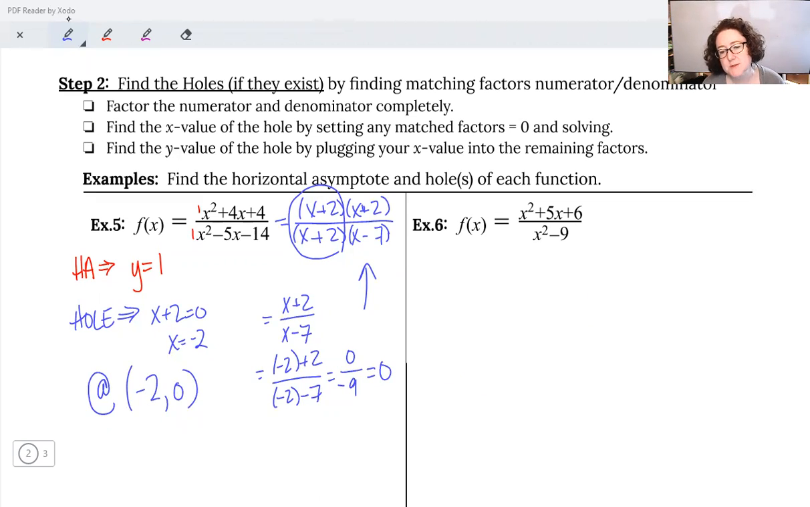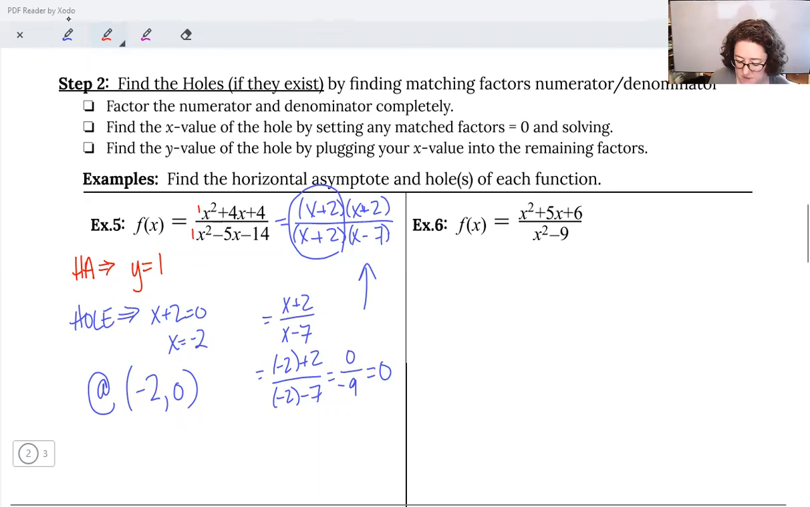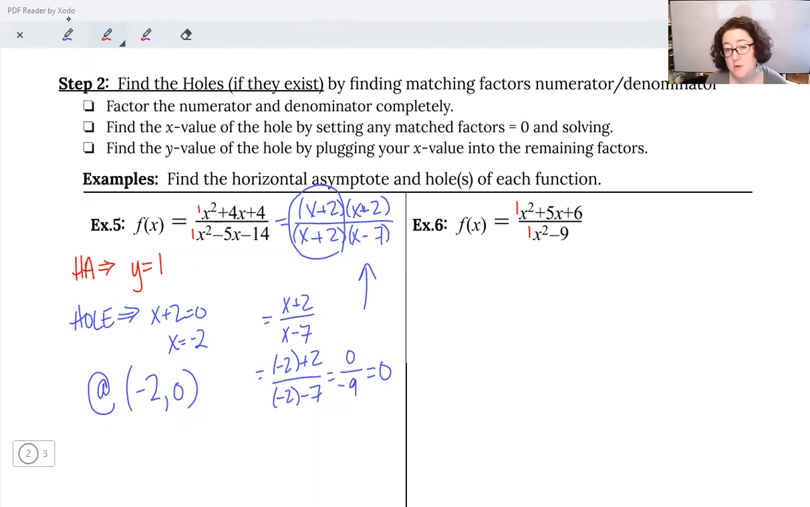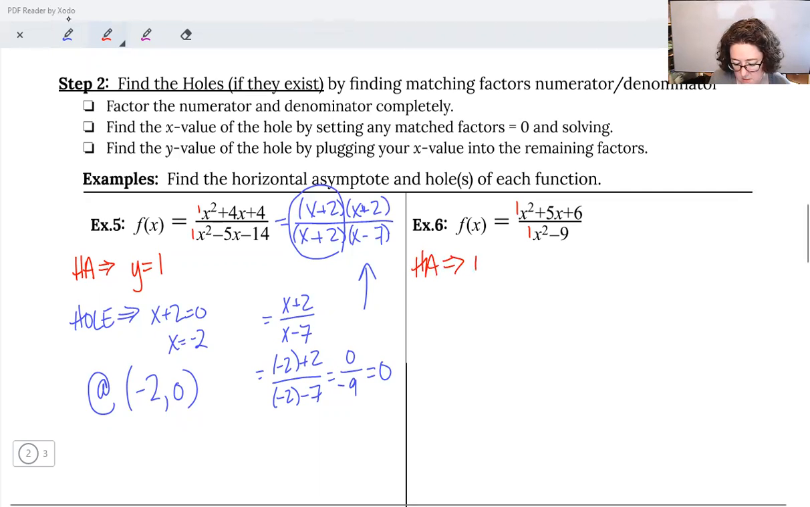Alrighty, example 6. Again, let's predict our horizontal asymptote first. We have degrees that are exactly the same. So again, looking at our leading coefficients is how we'll find that when our degrees are the same. Both of them are 1 again. So our horizontal asymptote on this would be y equals 1.